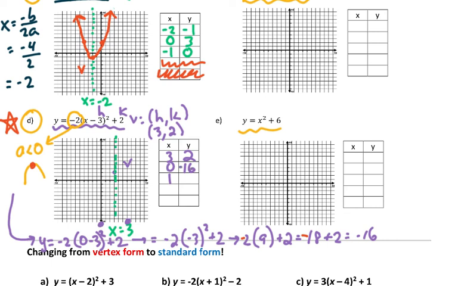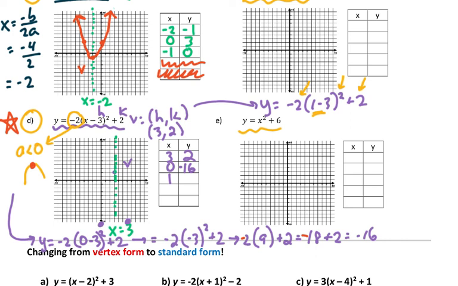Okay, so there it is. Looking good so far. That looks like it's going to open down. But let's try one more point. Let's plug in 1. Okay, I'll do that over here. When I plug in 1, y equals -2 times (1 minus 3) squared plus 2. Let's do, again, parentheses first, and then square, and then multiply by -2, and then add 2.